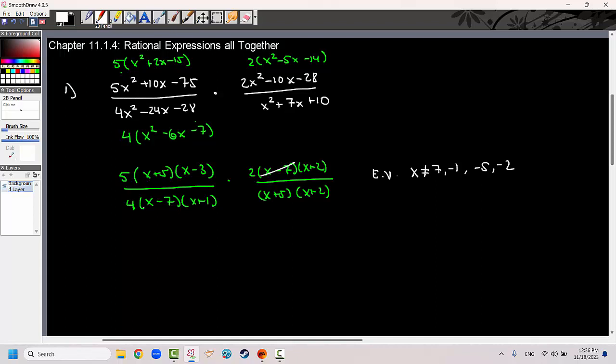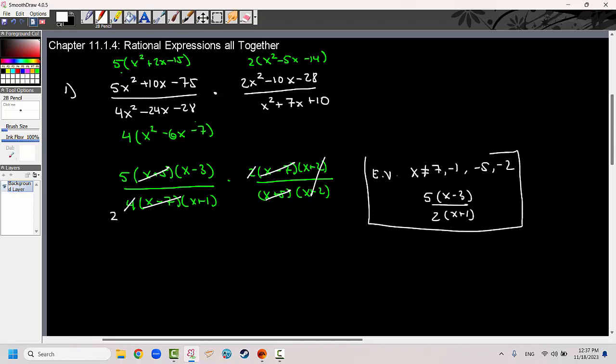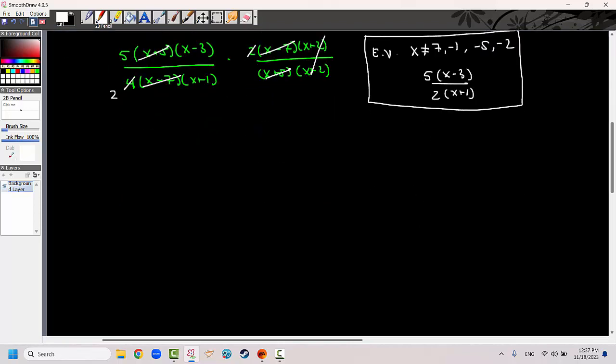Looks like the 7s are going to clean out of here. The x plus 5s are going to clean out of here, and the x plus 2s are going to vertically cancel. Another thing that's going to go is this 4 and this 2, giving me a 2 down here. So here's what I have as my final answer: 5 times x minus 3 over 2 times x plus 1. And coupled with my excluded values, I think I'm all set. And there you go. That's how you multiply rational expressions together. Let's keep going. Let's go to number 2 here.